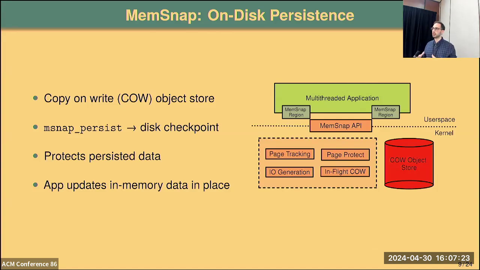MemSnap uses a copy-on-write object store in order to provide the illusion of in-place updates to the application. For every MemSnap persist call that the application makes, it will create a checkpoint that we propagate onto the disk. This checkpoint is applied in a copy-on-write fashion to the existing dataset. If we crash, then we have not corrupted the existing data. If we succeed, we have provided the illusion of changing data in place from the application's point of view, since copy-on-write is not visible.